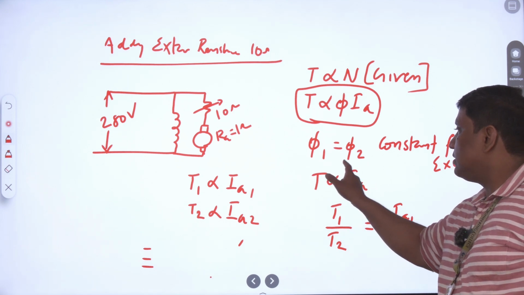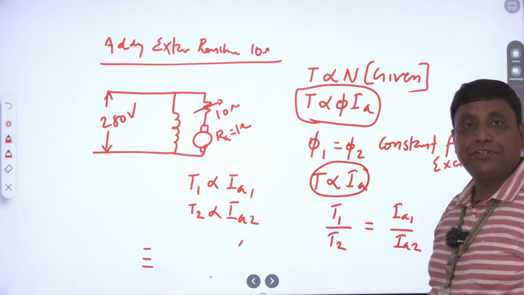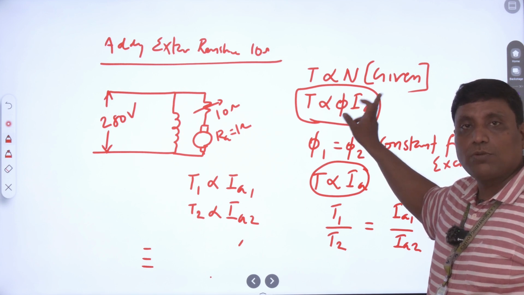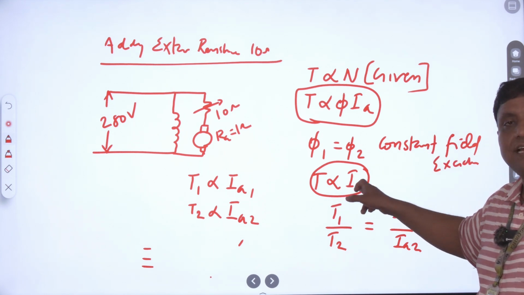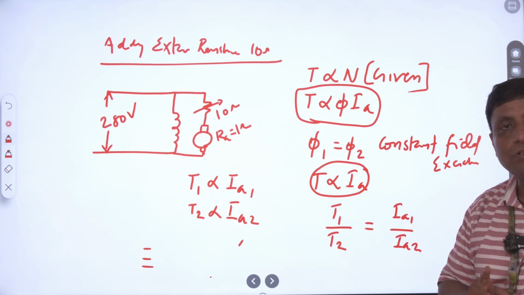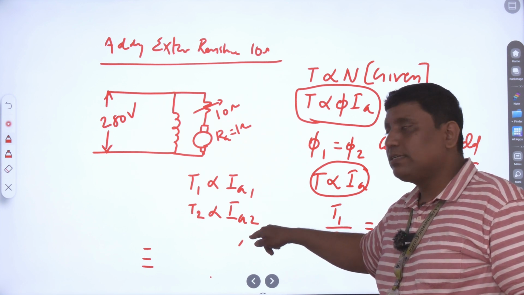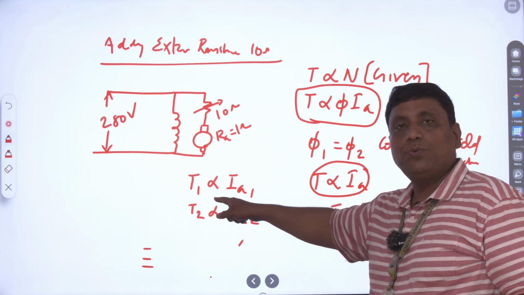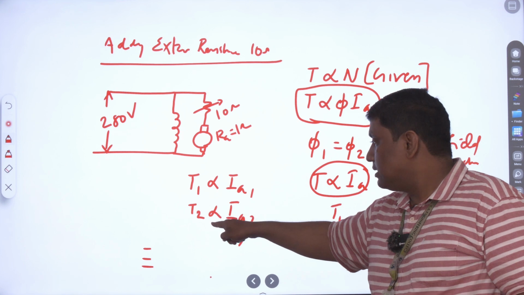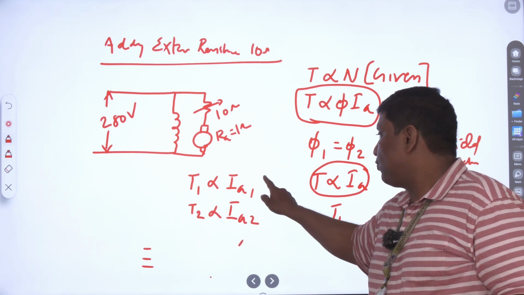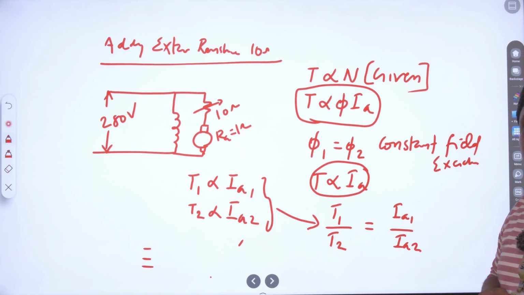Okay, this is based on the theory. We know very well, as per the torque derivation, the torque is directly proportional to the flux and armature current. In this problem, they mention clearly constant field excitation. So torque is directly proportional to the current. Two types of armature current are possible: one without external resistance, IA1, and one with external resistance, IA2. Anyway, the torque is directly proportional to IA. T1 is directly proportional to IA1, and T2 is directly proportional to IA2. For that, we know the relation T1 divided by T2 is nothing but IA1 divided by IA2.